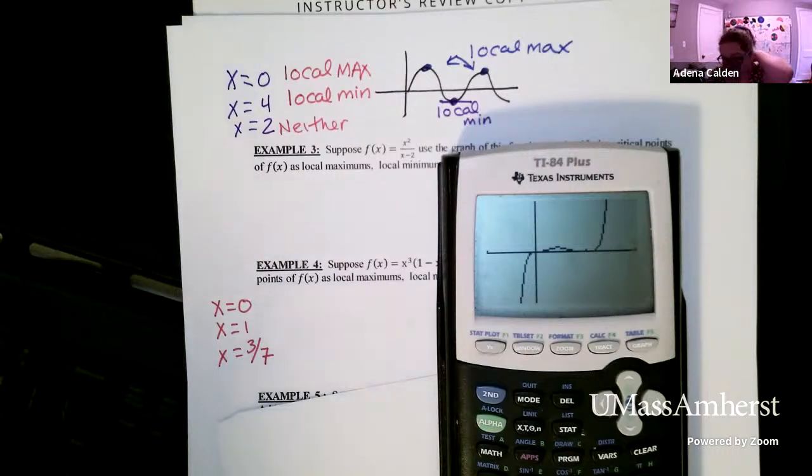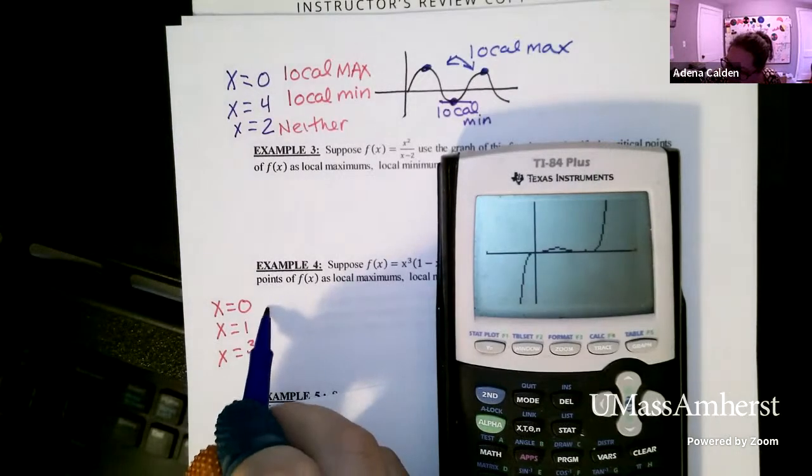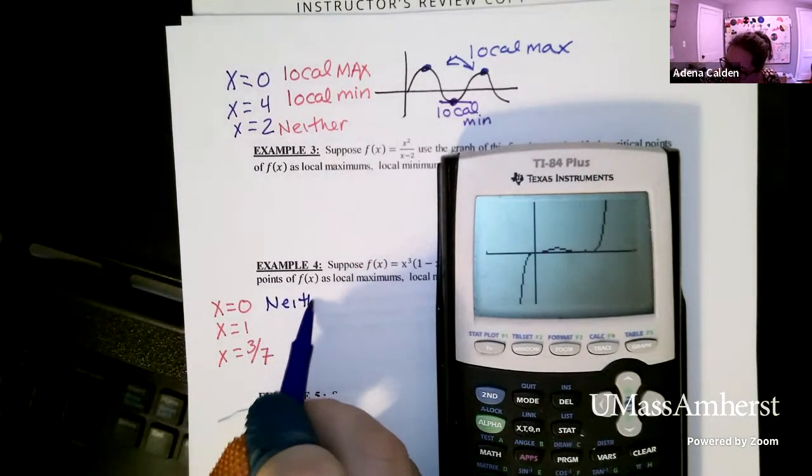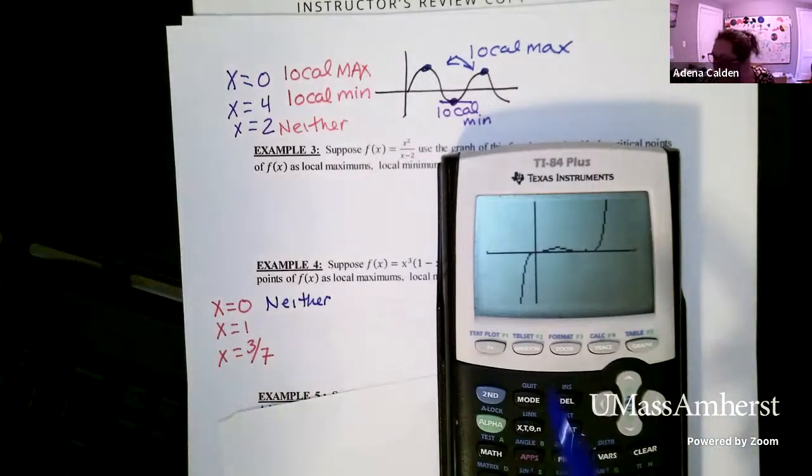But again, I had to do a lot of zooming and rearranging. So sometimes graphing is not the best way to approach it. And so we'll talk about that when we talk about the other tests. So for now, I'm saying that I think 0 is neither, because I think it's a weird flat spot.